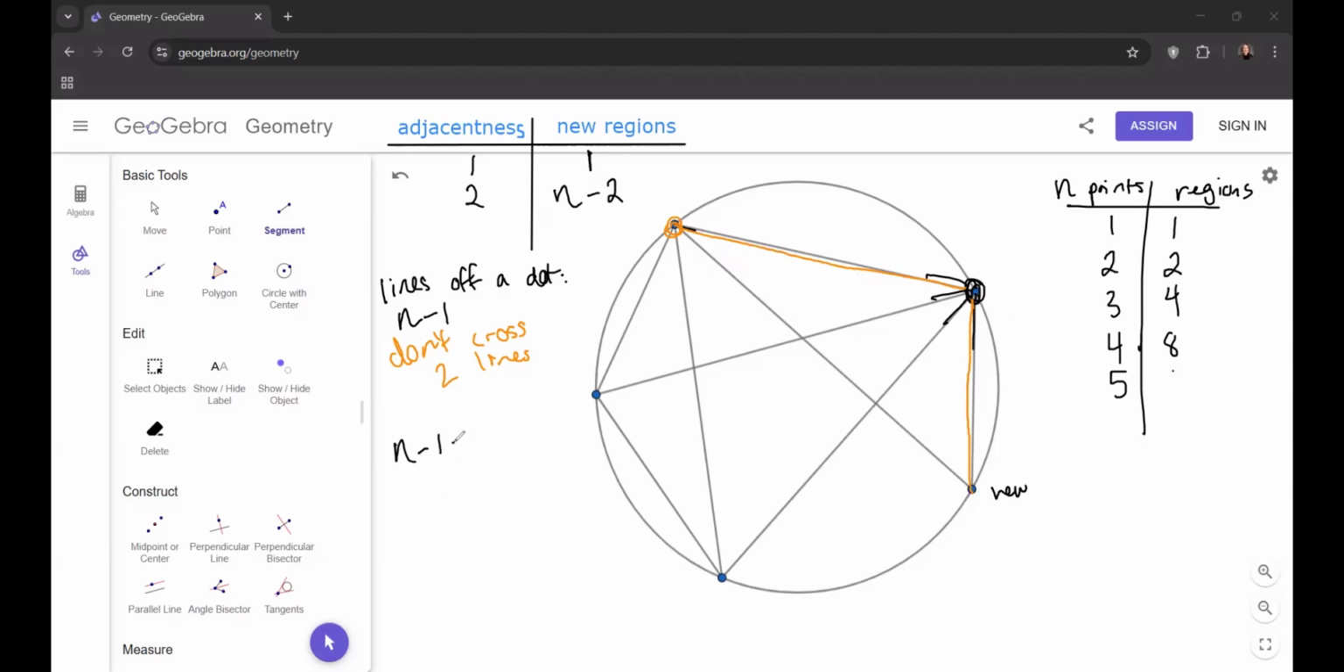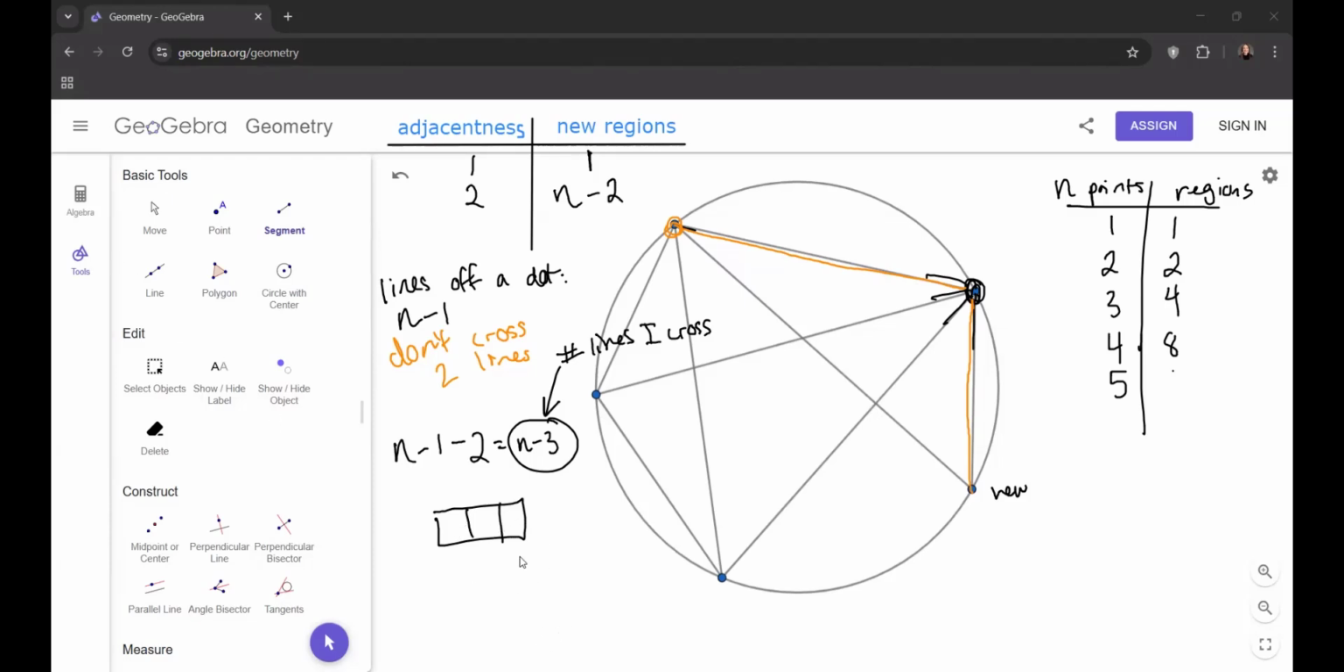So I'm not going to cross 2 of those lines. So this is the number of lines I cross. The number of lines I cross is not equal to the number of regions created. Instead, if you were dividing up a rectangle, if I draw 2 lines, I've cut it up into 3 pieces.